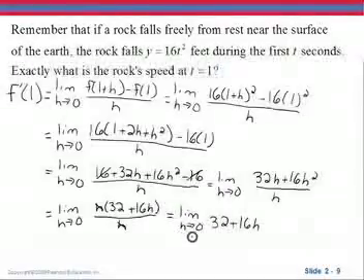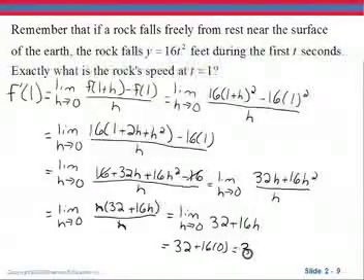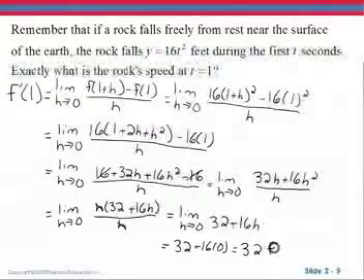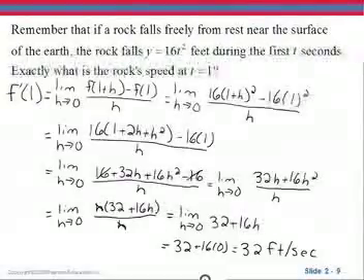Now we can substitute our 0 in, and we'll have 32 plus 16 times 0. 16 times 0, of course, is 0, so we will have 32 feet per second. And if you'll remember back to the example, as we started using time intervals closer and closer to 1, we started to approach 32 feet per second as the instantaneous speed.